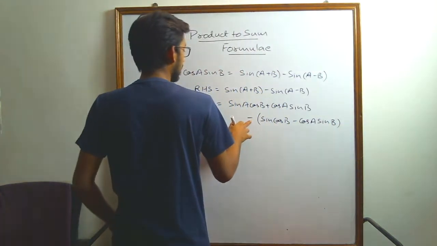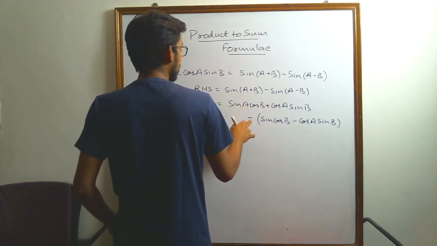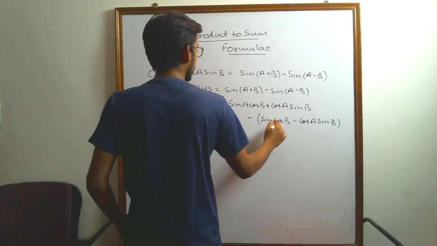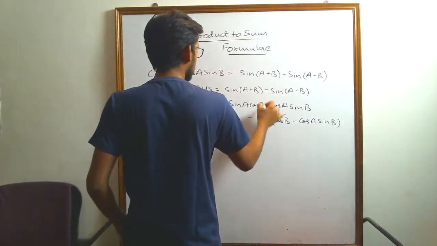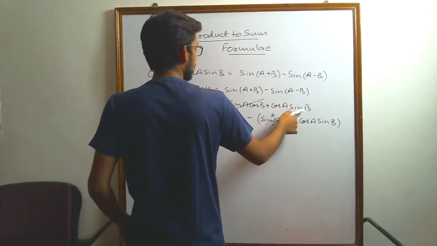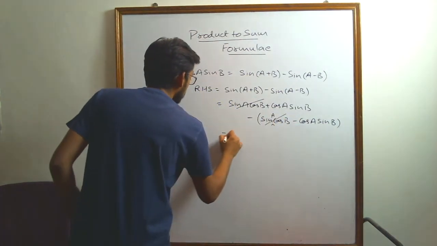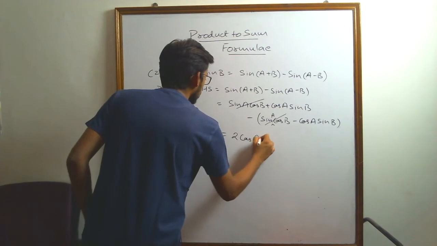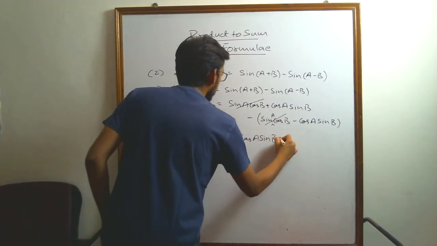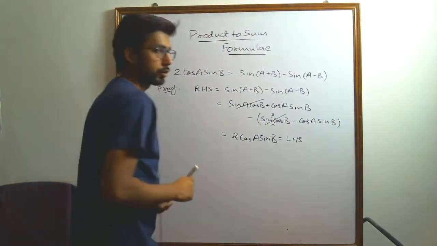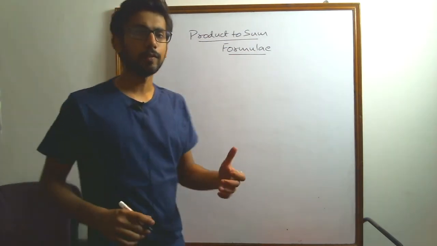Now this is negative, so sine A cos B minus sine A cos B will get cancelled. So this gets cancelled with this term. Cos A sine B here is positive, minus into minus will become positive, so this becomes 2 cos A sine B, which is our LHS. So hence proved.